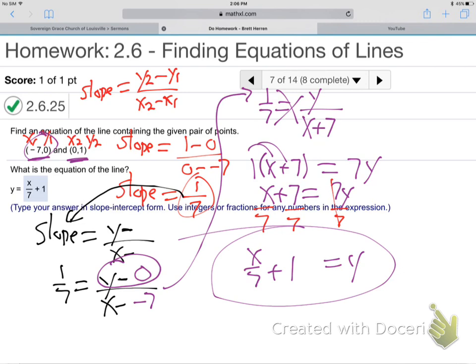We good? Questions I can answer on that one? You could do the 1 over 7x, right? Totally, yeah. If you want to put a 1 on the top, that's okay. It's understood to be there. It's an invisible, understood 1. So either way.